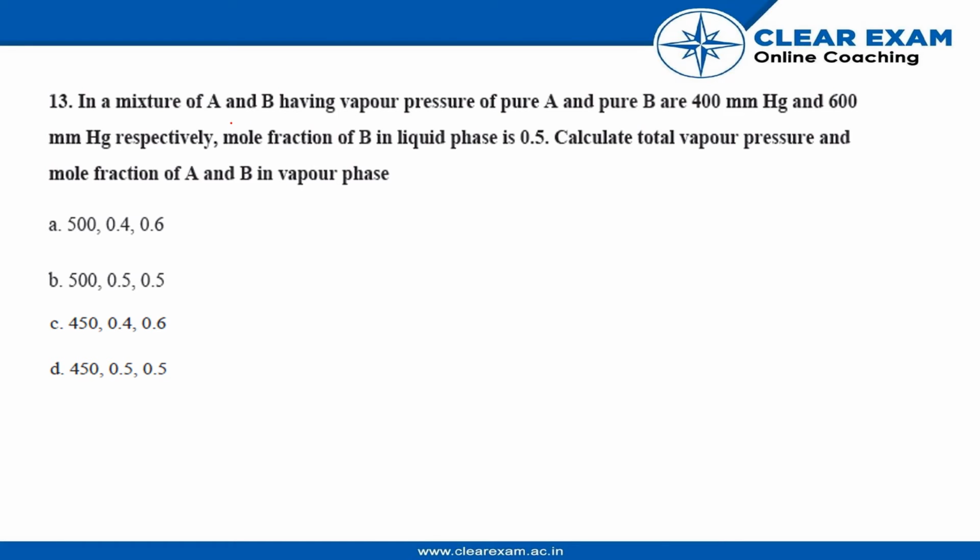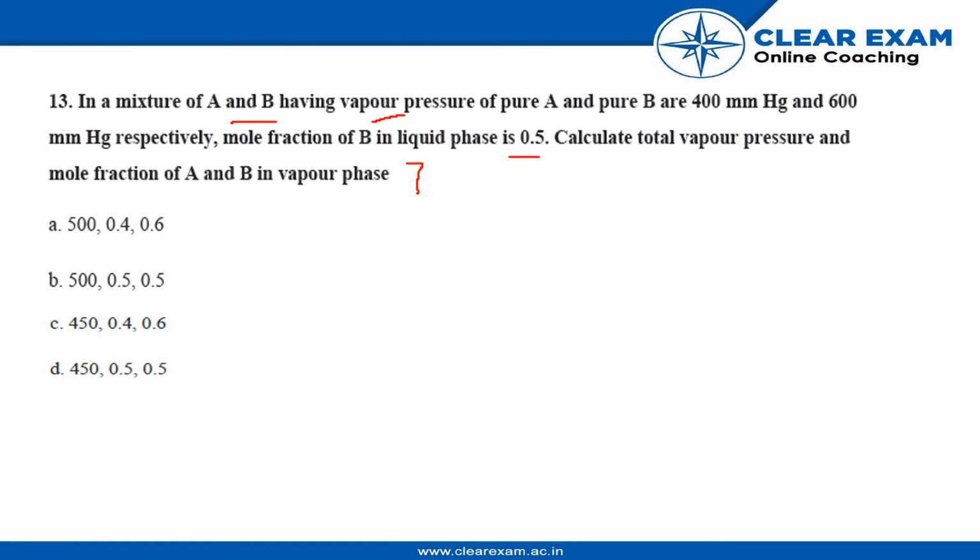In a mixture of A and B, the vapor pressures of pure A and pure B are 400 torr and 600 torr, which is basically 400 mm of mercury and 600 mm of mercury. The mole fraction of B in the liquid phase is 0.5. Calculate the total vapor pressure and the mole fraction of A and B in the vapor phase.